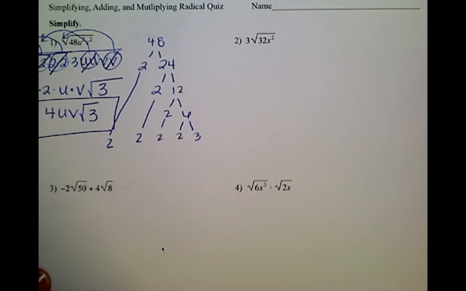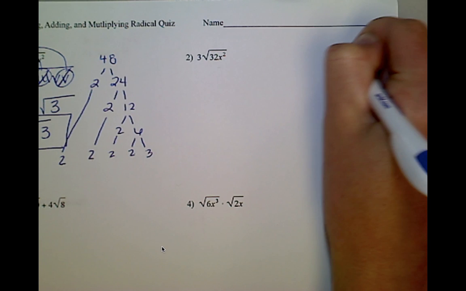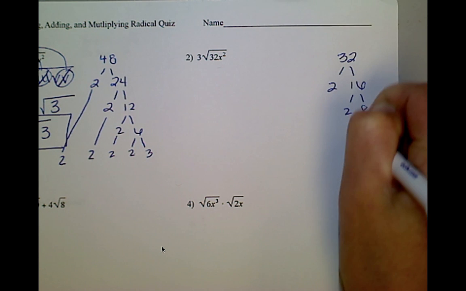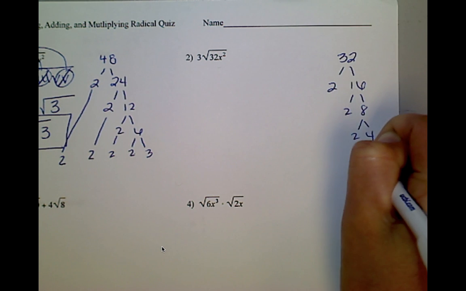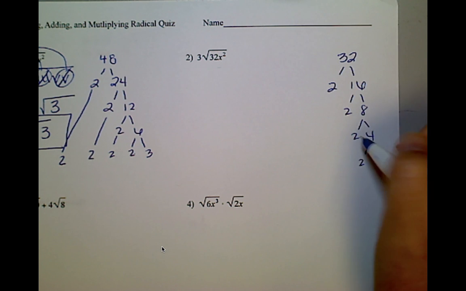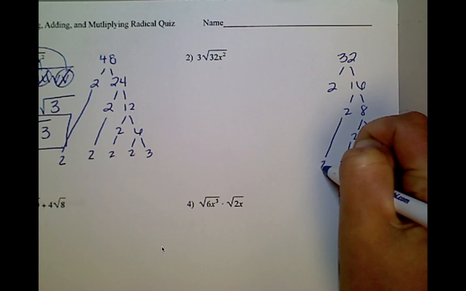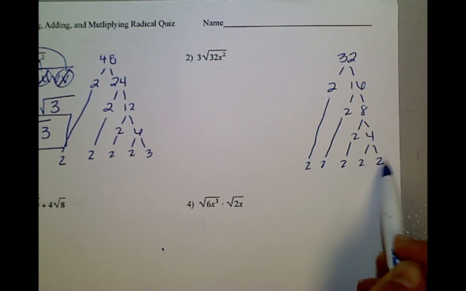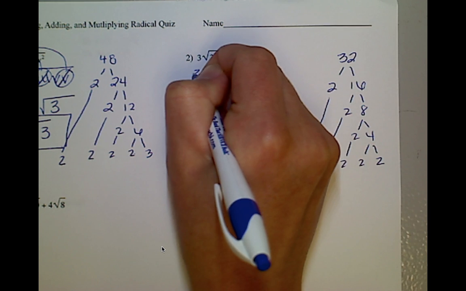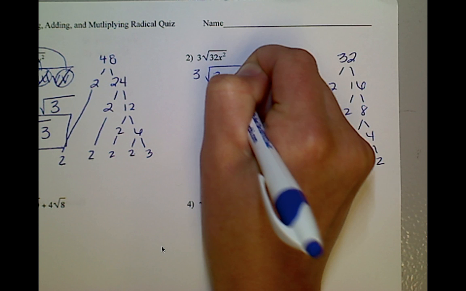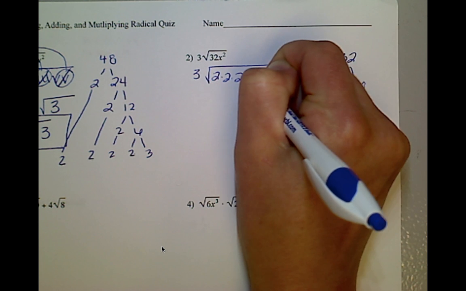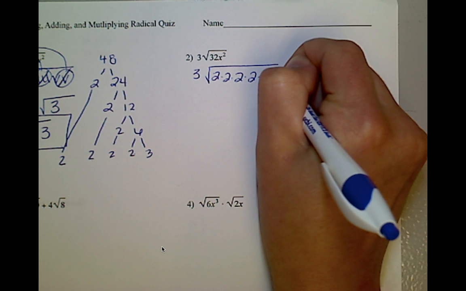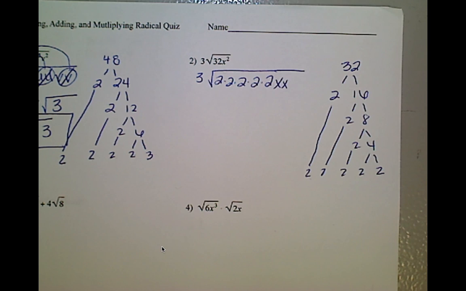Okay, number 2, same idea. We got to get the prime factorization of 32. It's even, 16's even, 8's even, 4's even, and now we're just left with our prime factorization at the end. Okay, I got 1, 2, 3, 4, 5 2's. So I'm going to rewrite this. 3 on the square root of 5 2's. And I've got 2 x's because that's x squared. X. We're going to write it caveman style.